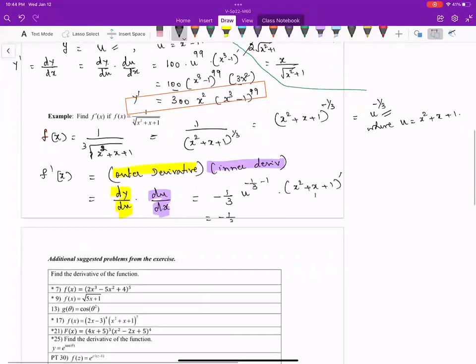So it is negative 1/3. Replace the u by x squared plus x plus 1 to the power negative 4/3. Then the derivative of x squared plus x plus 1: the derivative of x squared is 2x, the derivative of x is 1, the derivative of 1 is 0. So you can write the same thing as negative 1/3 over x squared plus x plus 1 to the positive 4/3, because you are bringing the negative exponent to the denominator and making it positive, times 2x plus 1. That is our f prime x.